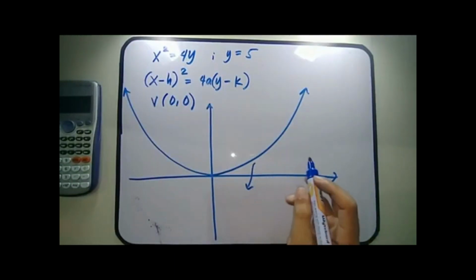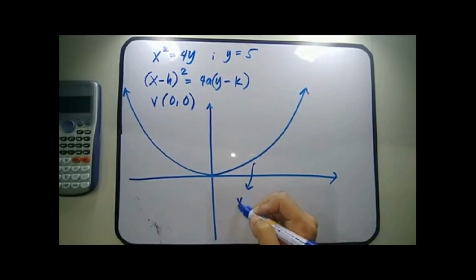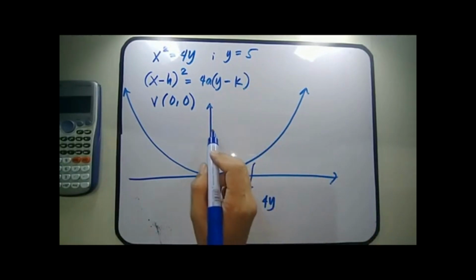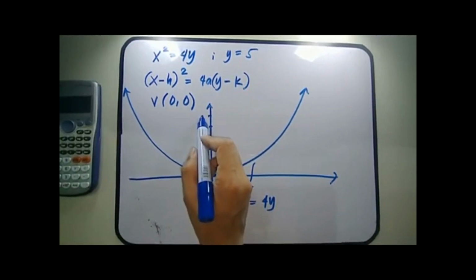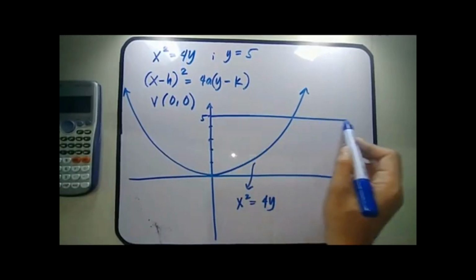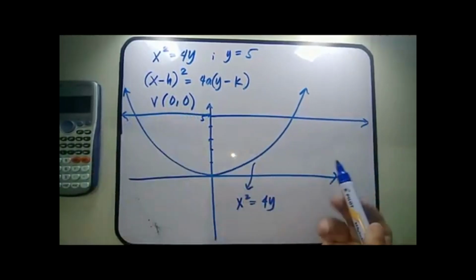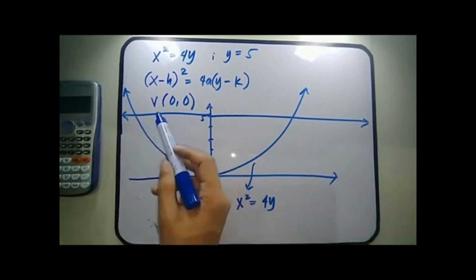Then we plot the other curve. y is equal to 5. So it's a horizontal line, y is equal to 5. So the area bounded is this shaded figure.